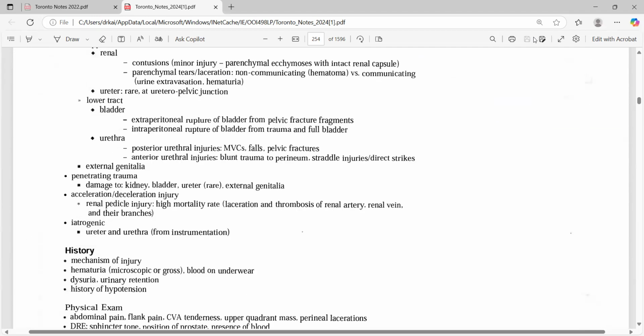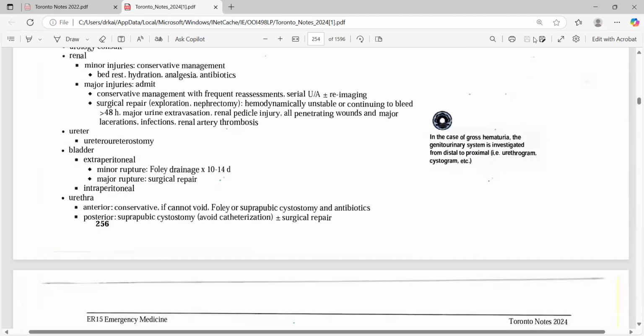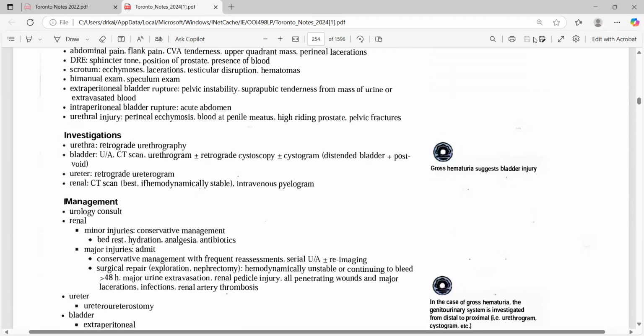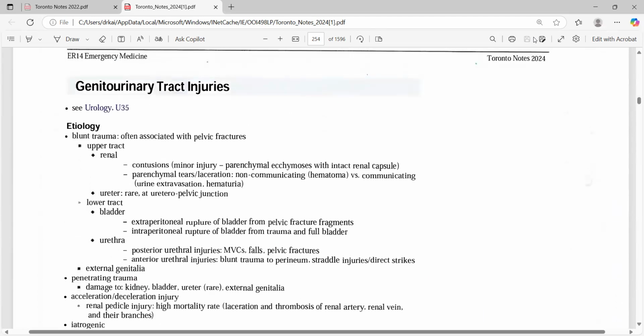Then comes the genitourinary. Let's finish the genitourinary. And after that, in the next class, I would like to go to general surgery. I would like to cover some topics from there.